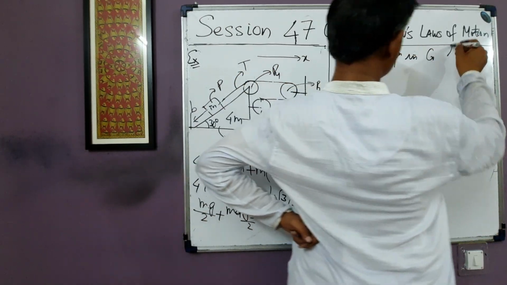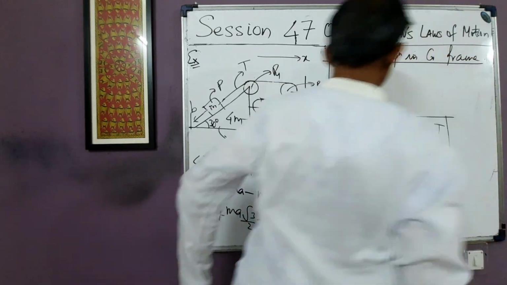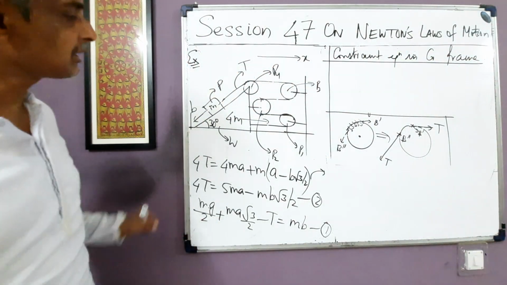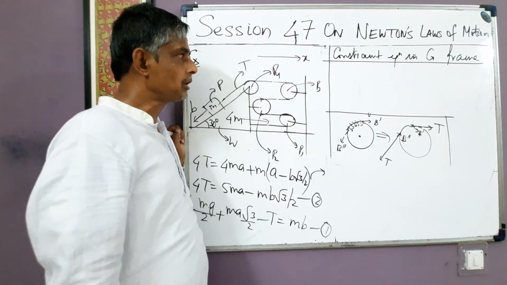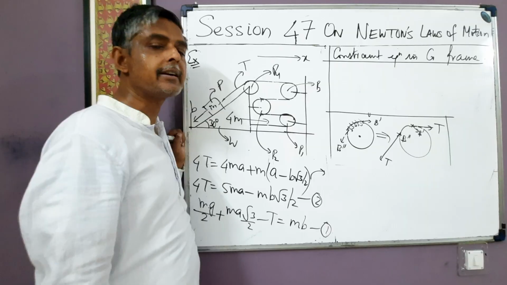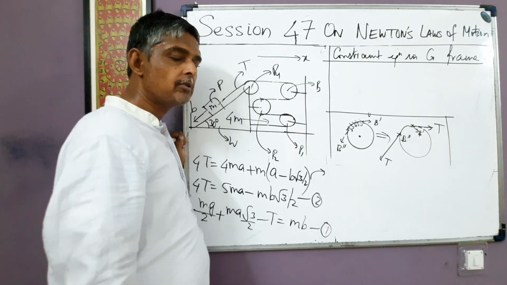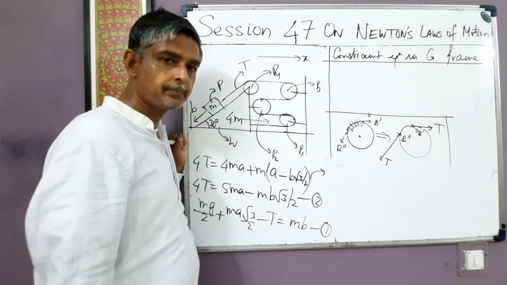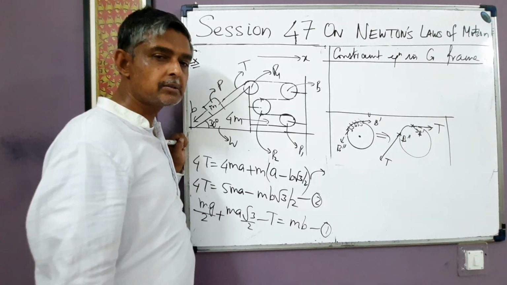Constraint equation in the ground frame. So what is the basic idea? The total work done by the string on all bodies in contact with it adds up to 0. Work done will be written as force dot displacement. Since we are writing down the constraint equation in the ground frame, all the displacements have to be taken with respect to the ground frame.